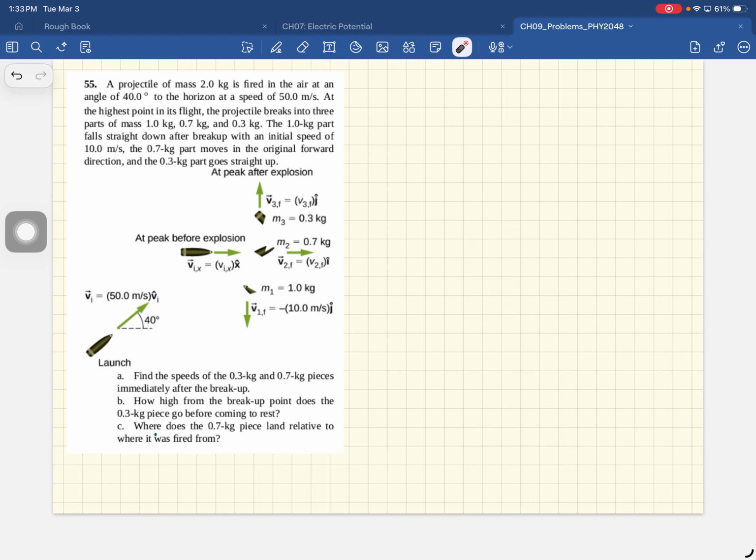So it shoots off at 110 meters per second. Okay. So that's part A. Now part B says, how high from the breakup point does the 0.3 kg piece go before coming to rest? So it's shooting up at that speed, and how high will it rise?